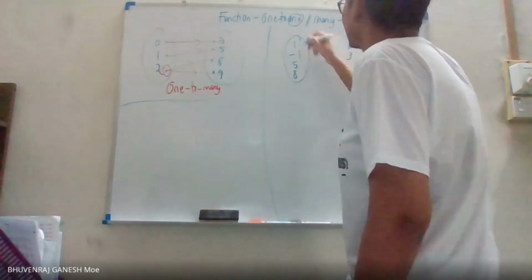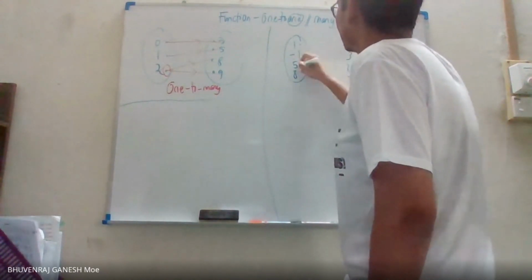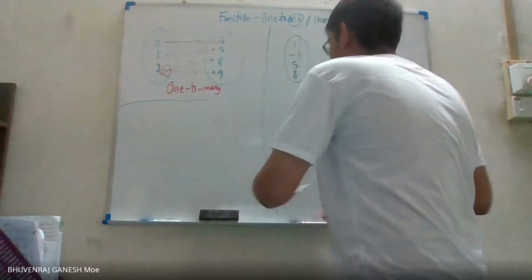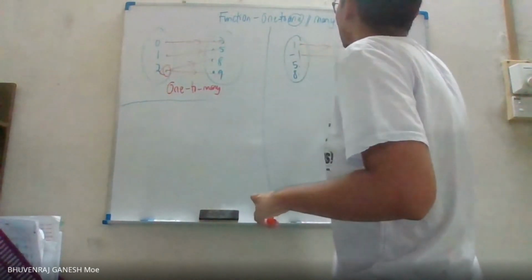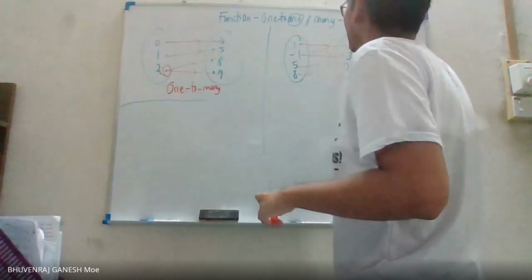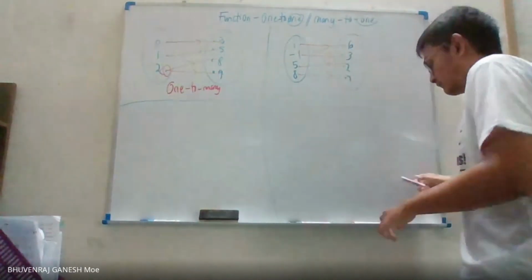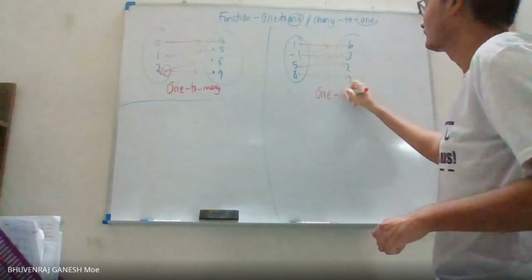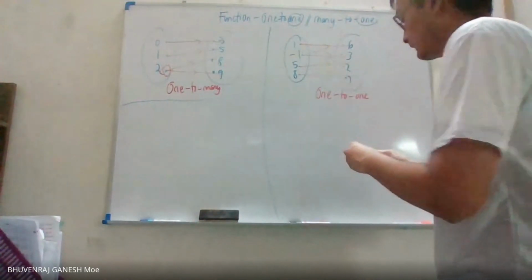6, 3, 2, 7. It's going to be quite easy. Let's say for this, the arrows go like this, like this, like this, like this. Okay, so what relation? 1-to-1. Okay, good. 1-to-1. So that's the second type.